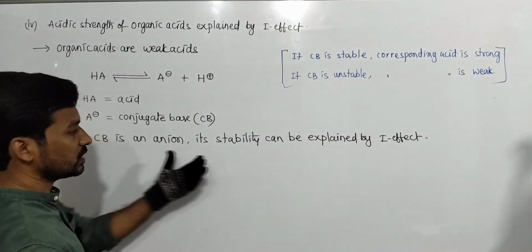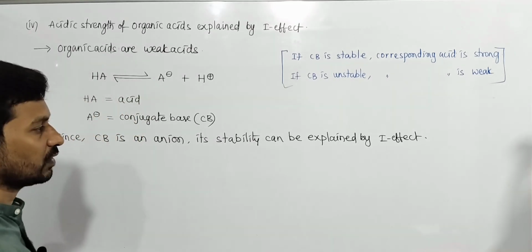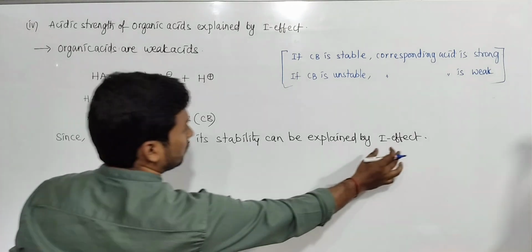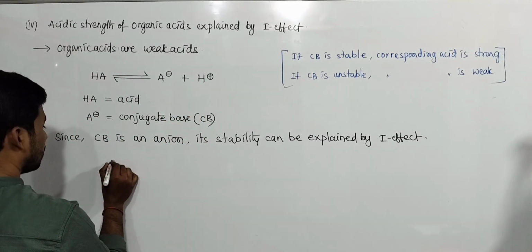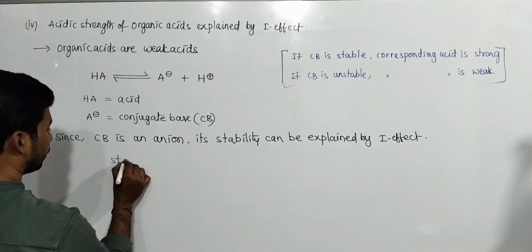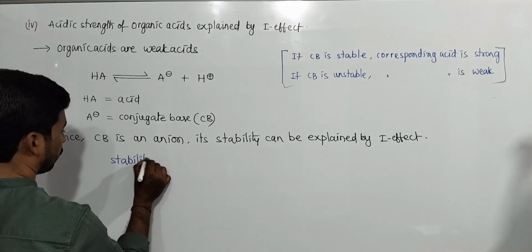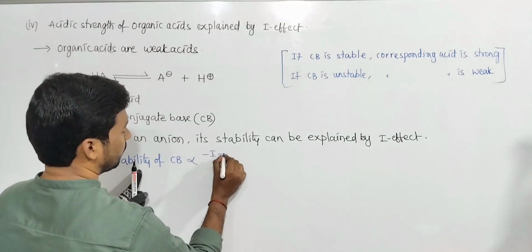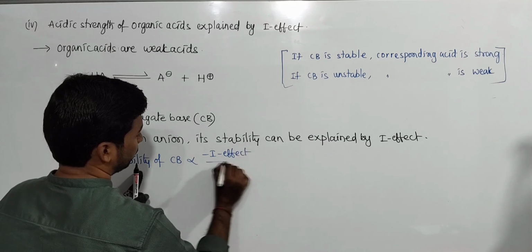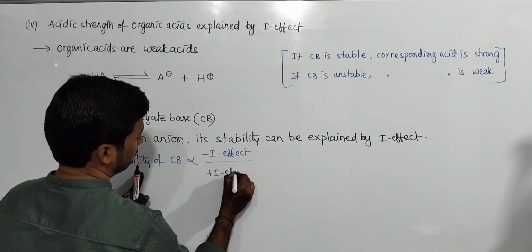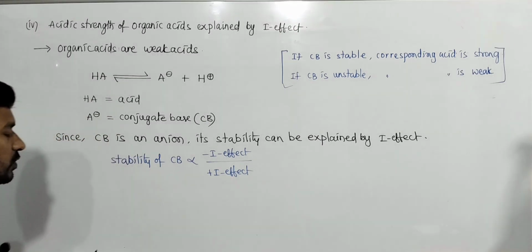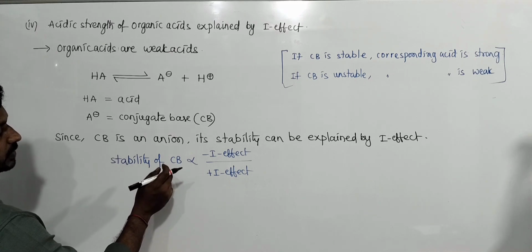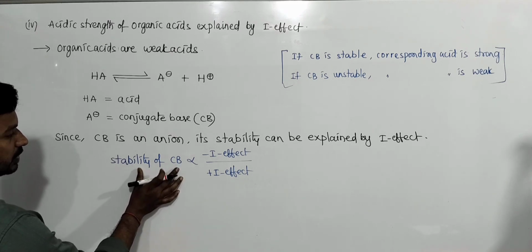Stability of the conjugate base can be explained by the inductive effect. So what is the order of anion stability with respect to the inductive effect? Stability of the conjugate base, since it is an anion, is directly proportional to the minus I effect and inversely proportional to the plus I effect. Stability of the conjugate base is proportional to acidic strength.